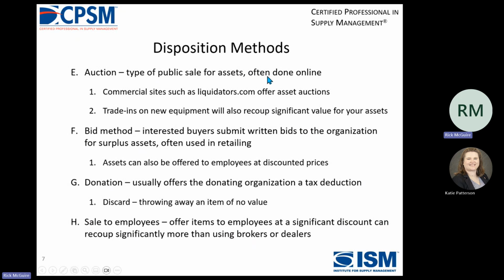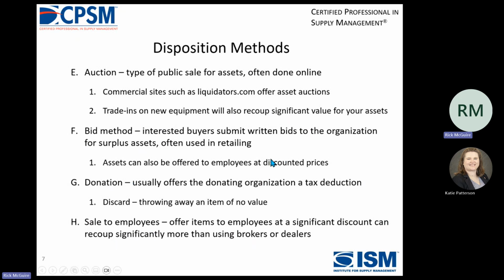Auction, type of public sale for assets often done online. The government does this with a lot of their excess office furniture and vehicles and everything else. Commercial sites such as liquidators.com offer asset auctions. Trade-ins and new equipment will also recoup significant values for your assets. If you're talking automobile company cars, then maybe. But if you're talking office furniture, that stuff is hard to move. Nobody wants old office furniture, or very few people.